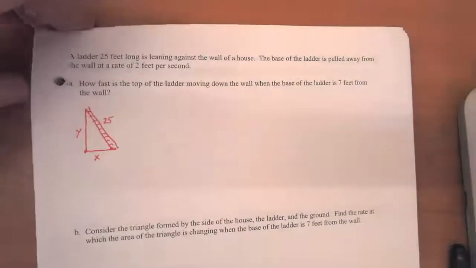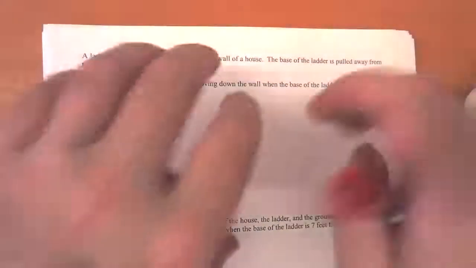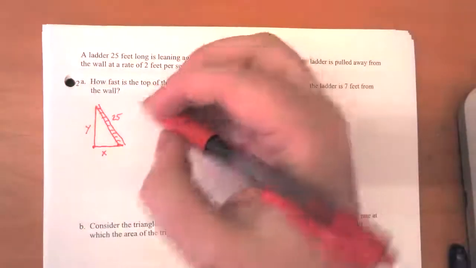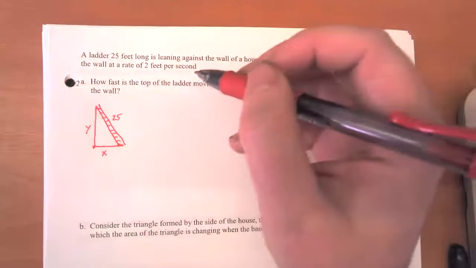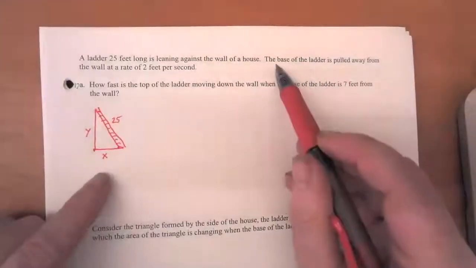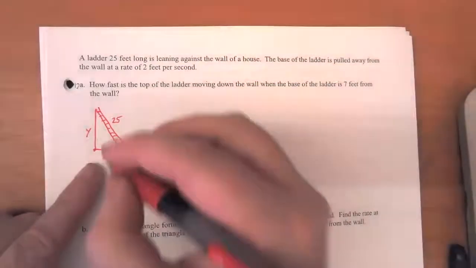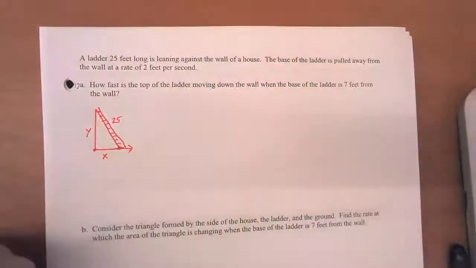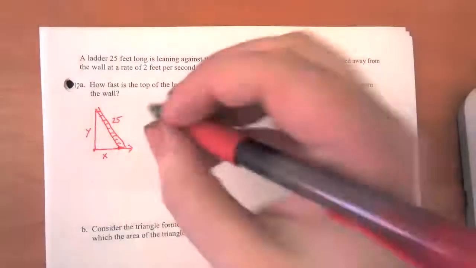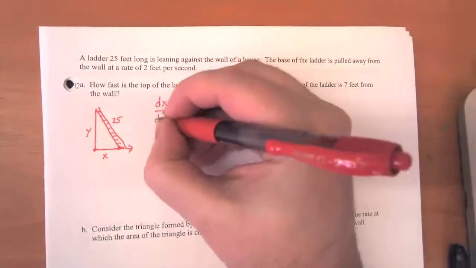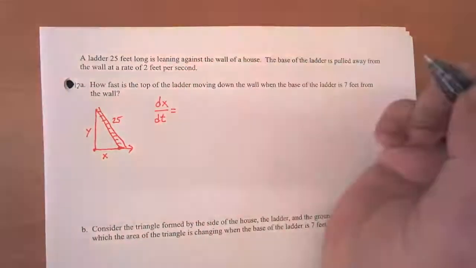And what do we know about the rates of change? So you notice that even though we don't have the graphic organizer that they set us up with in the previous problems, we can keep on thinking about them. So I'm going to go through them in the same order. So the base of the ladder is being pulled away from the wall. So it's going that way at a rate of 2 feet per second. So how do I express that in calculus language? Well, I've got dx/dt is equal to 2.